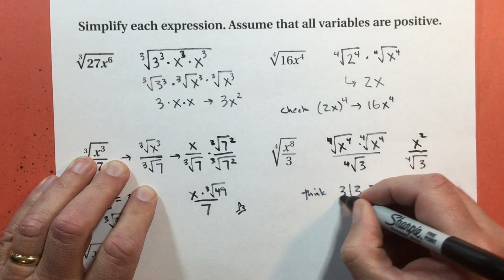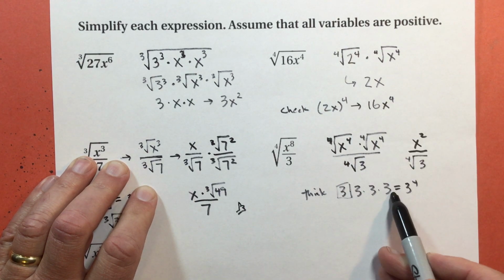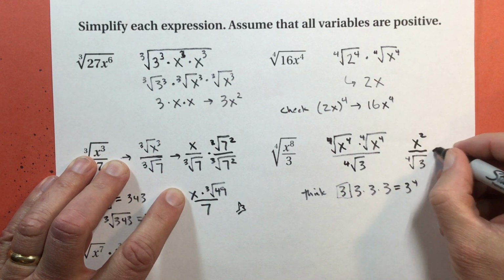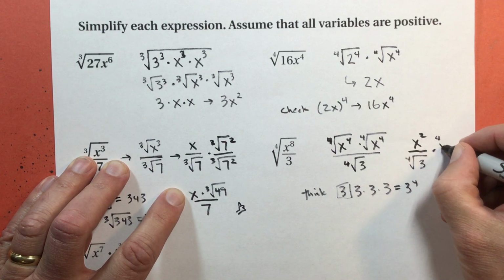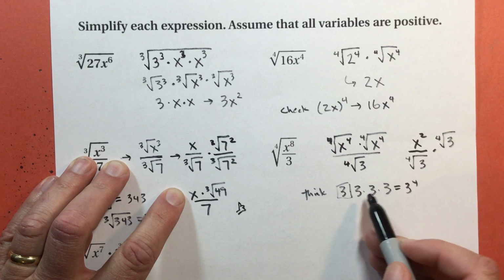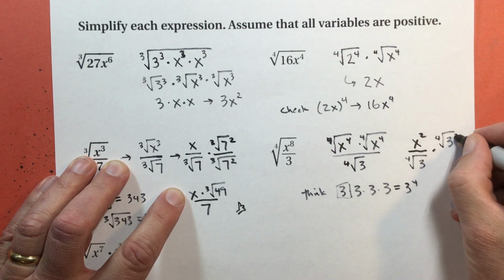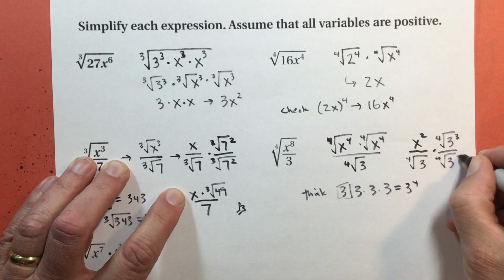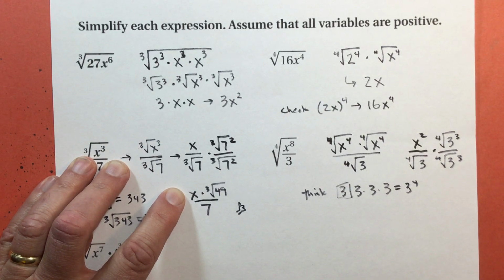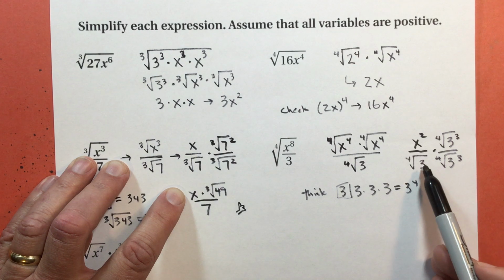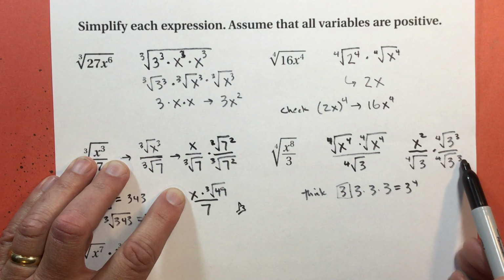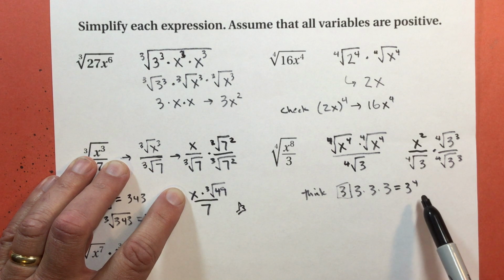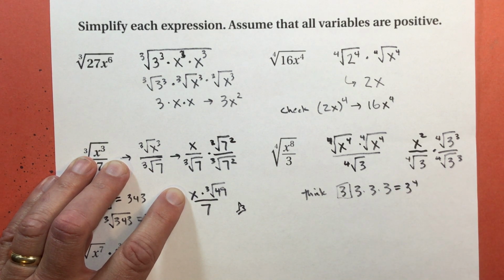So I have one of them already. How many more do I need? I need 3 to get to that 4th power. So I'm going to multiply by the 4th root of 3, 1, 2, 3, to the 3rd power. Now, 3 times 3 to the 3rd power, that 3 times the other 3 gives me 3 to the 4th power. And the 4th root is going to be 3.